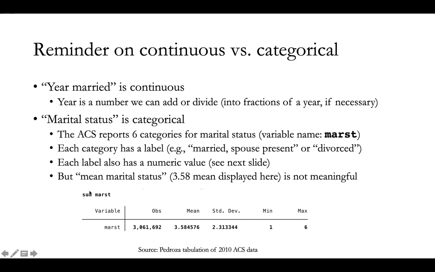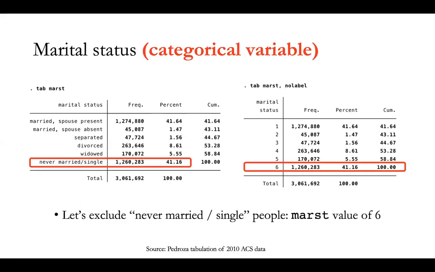If you ask Stata to summarize marital status, Stata will return a value of 3.58. But be careful, that's not very meaningful. There's no such thing as an average marital status here. The reason Stata calculates an average is because each of these categories has an underlying number associated with it. Let's take a close look at what I mean.